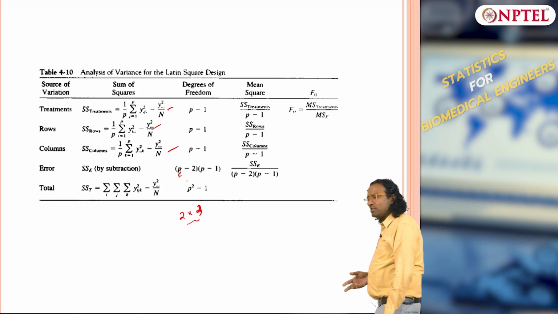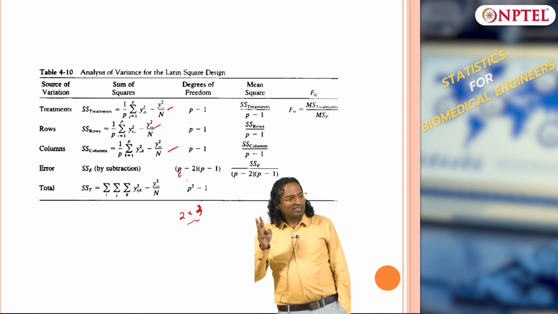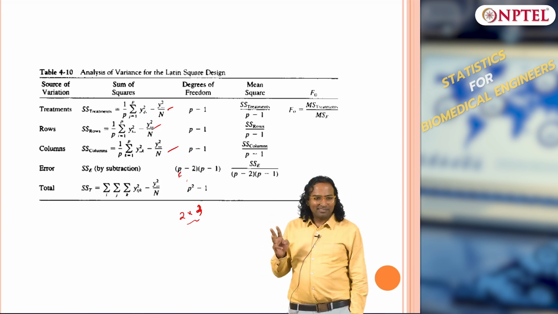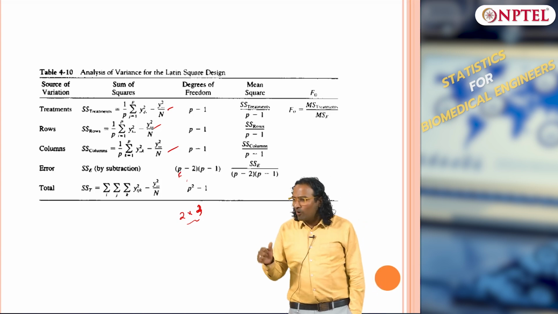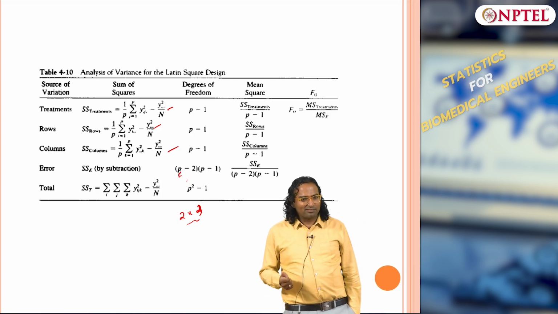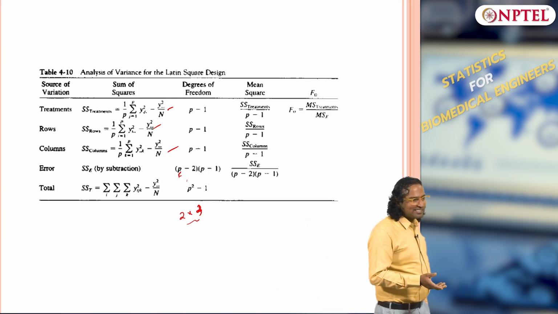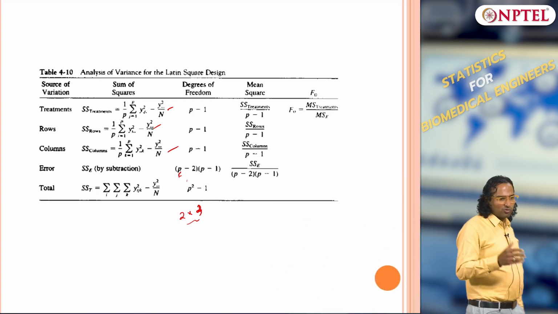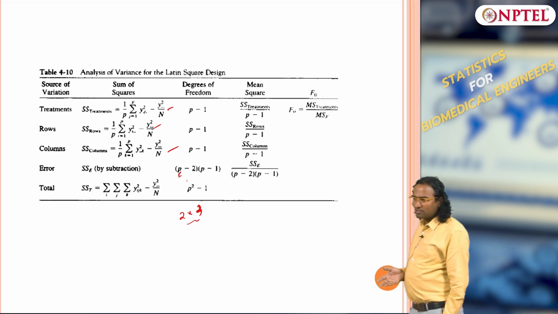And in 16 experiments, what do you want to do? You want to talk about 3 factors, which are your treatment, rows, columns, and then you want to say whether treatment is better or not. Very ambitious, right, with just 16 experiments if it is a 4 cross 4. So, that is where the problem is.